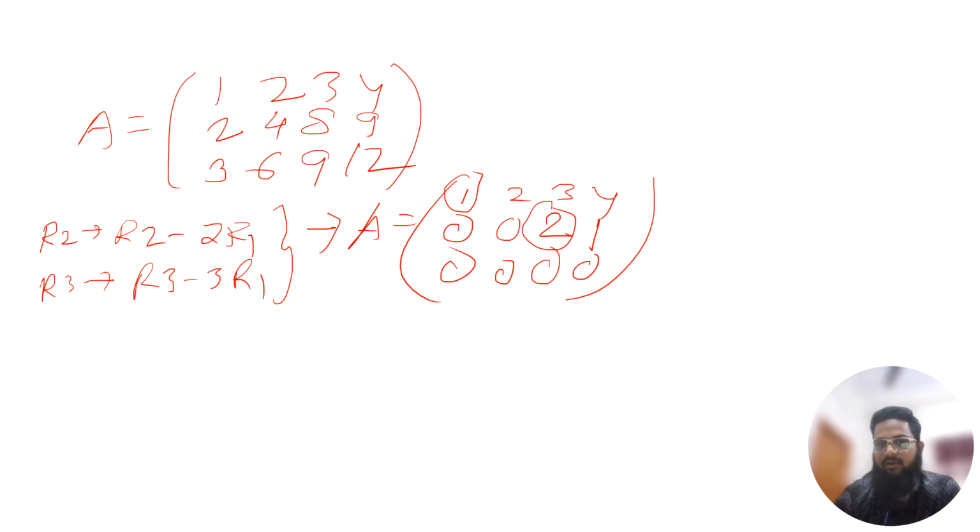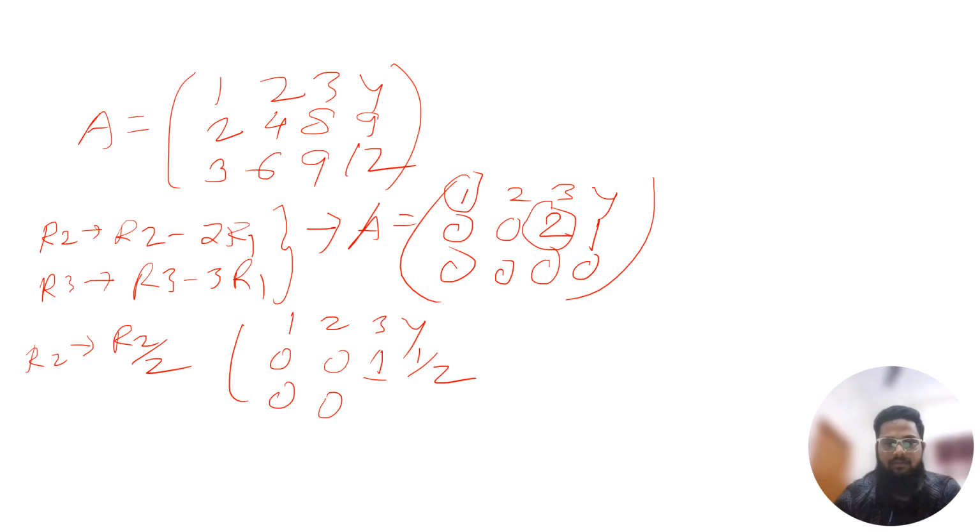So below elements are already 0. So you have to make this pivot 1. So I am going to use R2 divided by 2. So you are going to solve it. So 0 0, this is 2 by 2, 1. This is 1 by 2. 0 0 0 0. Now this is the first pivot.